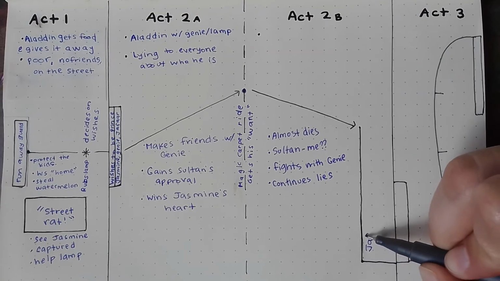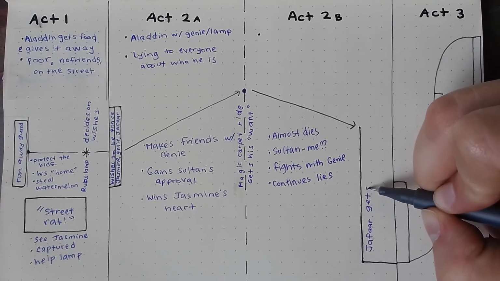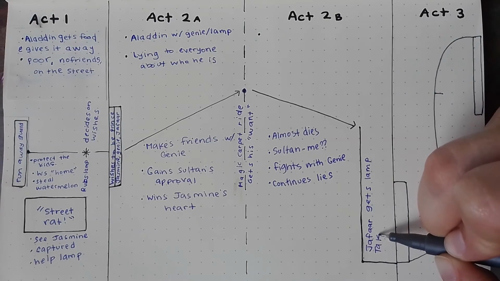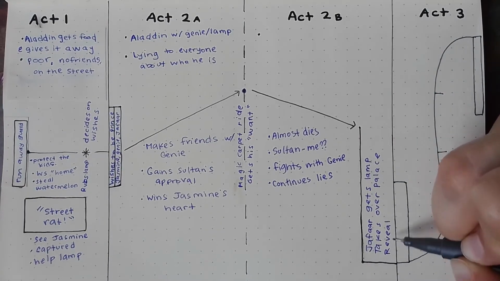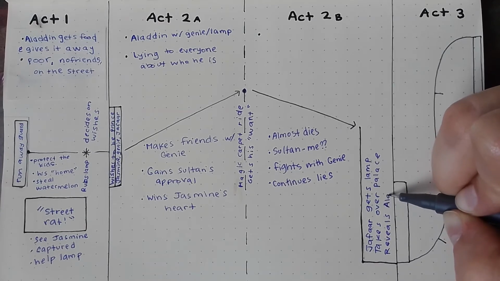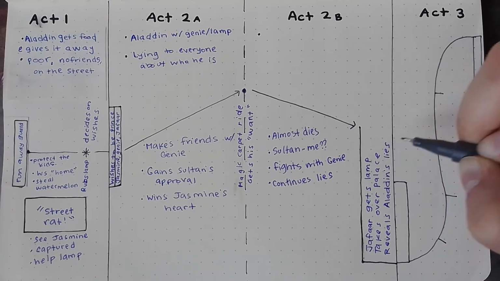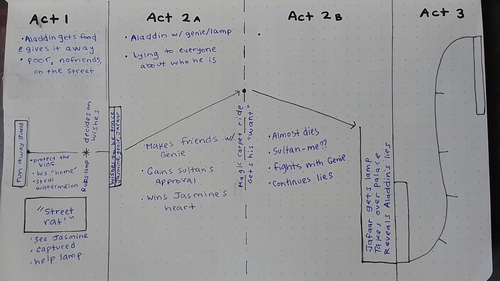The all is lost for Aladdin is when Jafar gets the lamp, uses the genie to take over, and reveals to everyone that Aladdin has been lying to them. It really stings because if Aladdin had just been honest with everyone to start with and set the genie free like he'd promised, none of it would have happened.